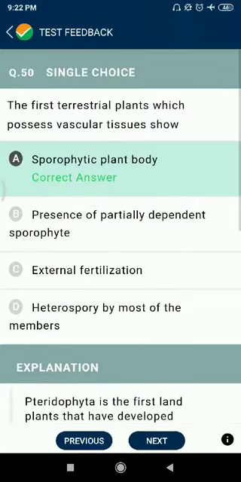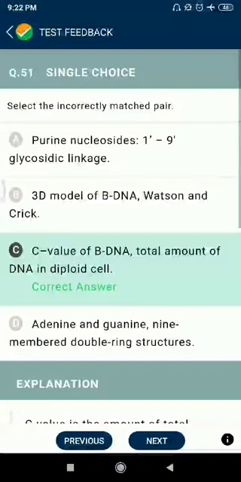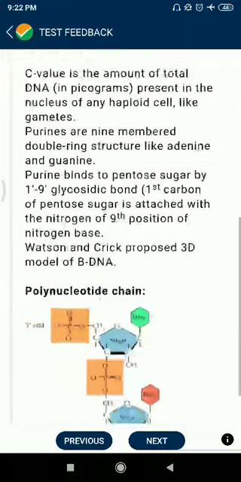Question 50. The first terrestrial plants which possess vascular tissues, so a sporophytic plant body. Question 51. Incorrectly matched. Purine nucleosides 1 prime to 9 prime glycosidic linkage, 3D model of B-DNA Watson and Crick. Then option C: C value of DNA, total amount of DNA in diploid cells, adenine and guanine are 9-membered double ring structures.